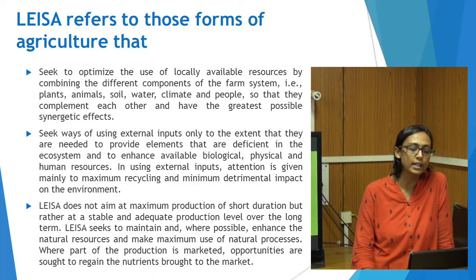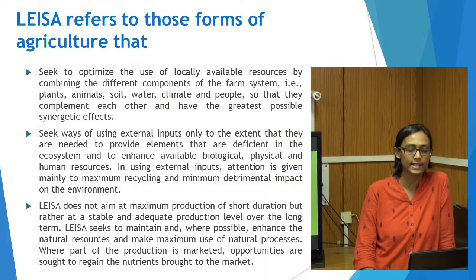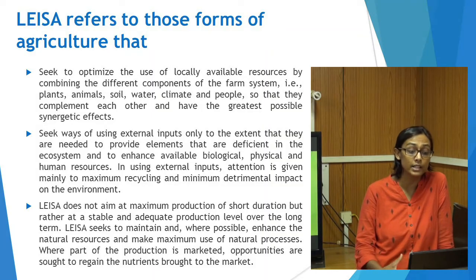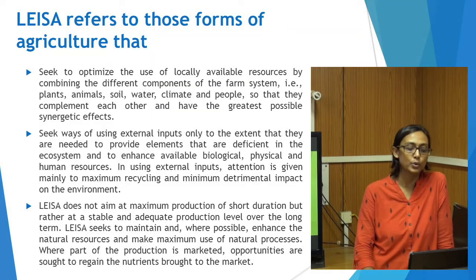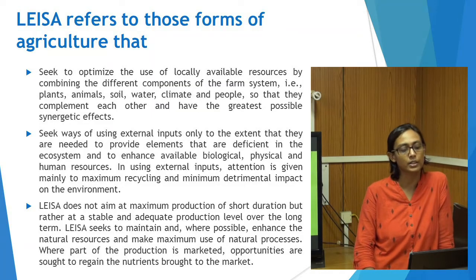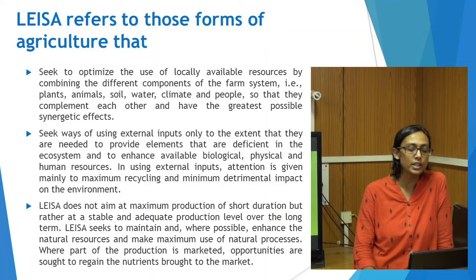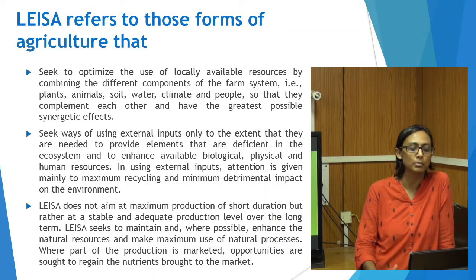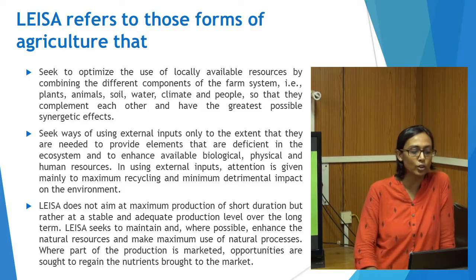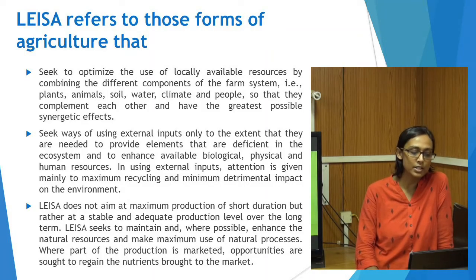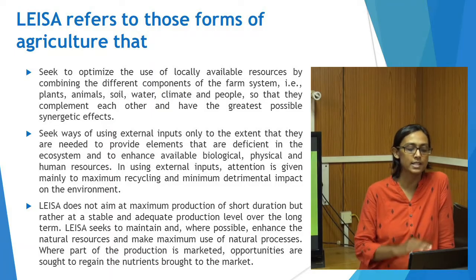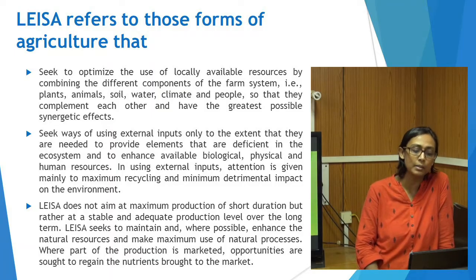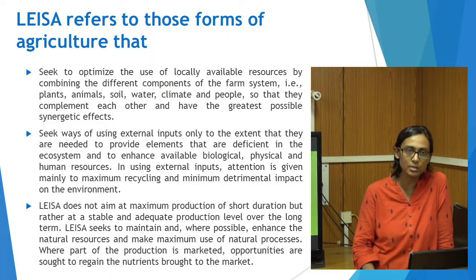It seeks ways of using external inputs only to the extent that they are needed to provide elements that are deficient in the ecosystem and to enhance available biological, physical and human resources. In using external inputs, attention is given mainly to maximum recycling and minimum detrimental effect on the environment. LEISA does not aim at maximum production of short duration, but rather at a stable and adequate production level over the long term, which is the basic principle of sustainable agriculture.